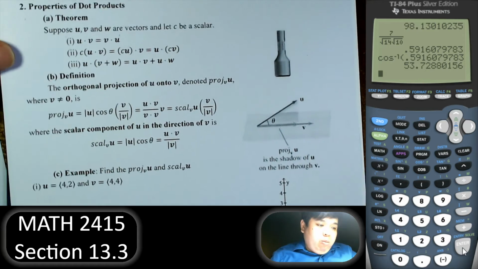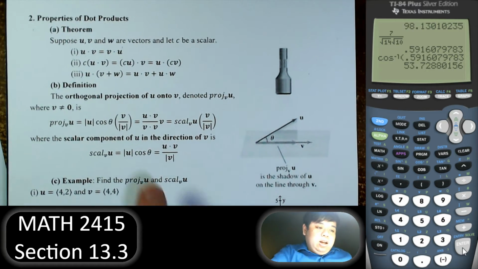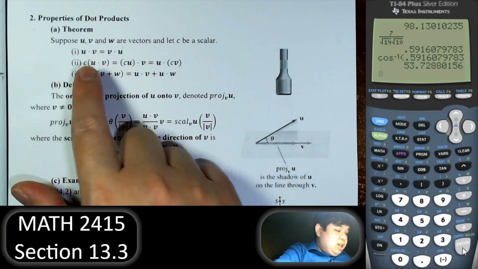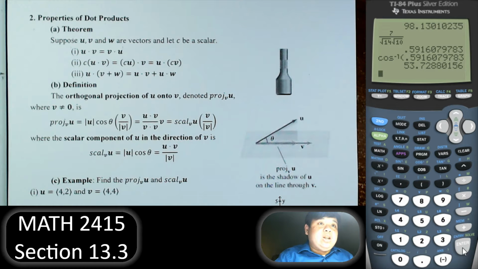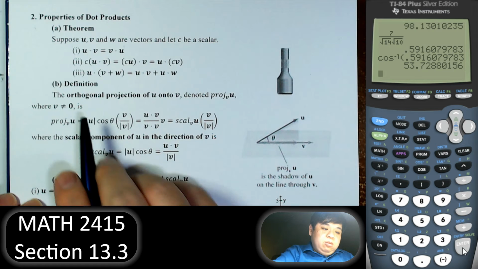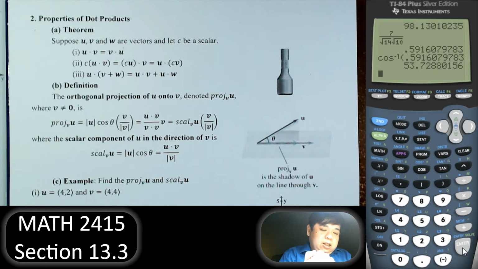Right. Now properties of the dot product. First, u dot v is the same as v dot u. Well, that is obvious because remember we did say cosine is an even function. An even function, cosine of positive theta or negative theta, it doesn't matter. So in that case, we say u dot v is the same as v dot u, and then we have other properties.